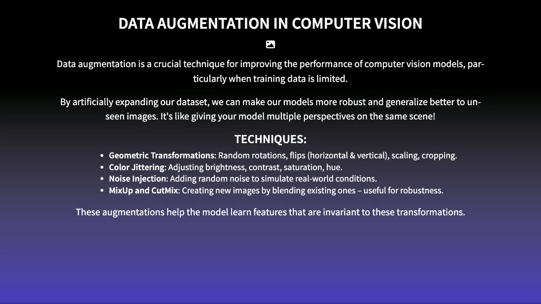Let's talk about data augmentation in computer vision. It's a really clever trick we use when we don't have tons of training images. Basically, we take our existing photos and slightly tweak them, maybe rotate them, flip them, change the brightness. We're creating new variations without actually taking brand new pictures. This helps the model learn to recognize objects even if they appear in different orientations or lighting conditions. Techniques like geometric transformations, color jittering, and mixing images together are all common ways to do this. It's like giving your model a wider view of what it needs to detect.